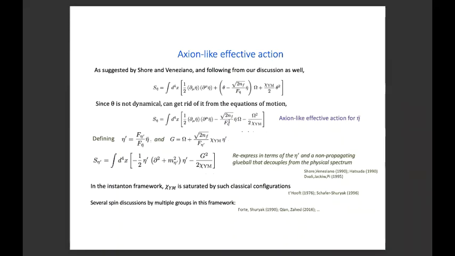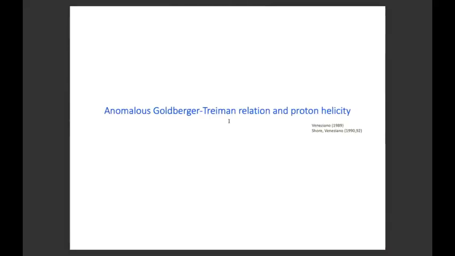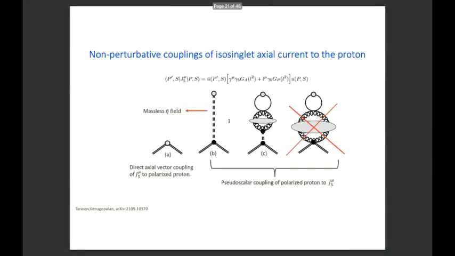Yeah. So now, if you were to do instanton physics, then you would say, well, this topological susceptibility in Yang-Mills is saturated by classical configurations, and there'd be discussions of spin in the language of instantons. But this is a much more general formulation in terms of these Veneziano terms. Okay. And so what I'm going to now argue to you is that as a result of all of this axion dynamics, you get a very interesting kind of Goldberger-Treiman relation.